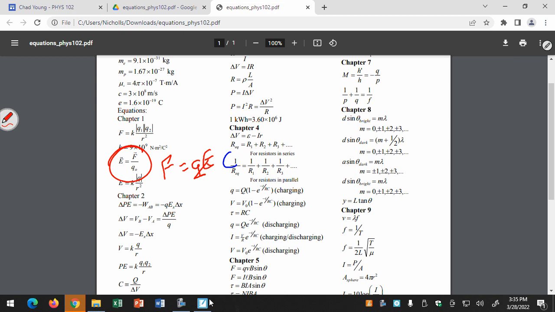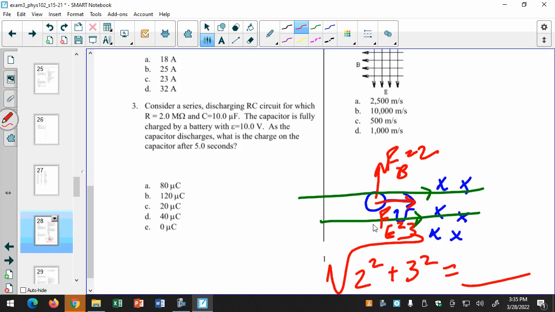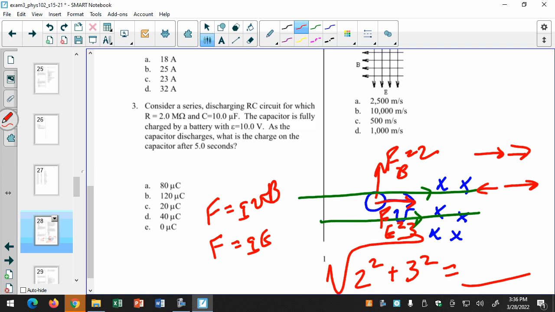You understand what I'm talking about here? You'll have to figure out what FB is. FB is QVB. And then also you have to figure out the direction of FB. And then you have to figure out what FE is, and that's QE, and also the direction of FE. And then determine the net vector. Pretty sure they were perpendicular. I don't remember. If they're the same direction, you just add them. If they're opposite directions, you just subtract them. It would be one of those three options: perpendicular, where you have to do this, the same direction, where you add them together, or opposite directions, where you subtract them. Are we clear on that?